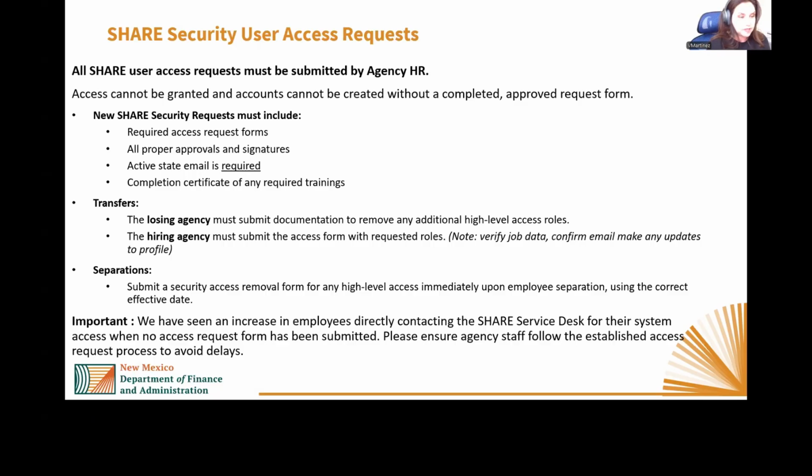If someone separates from the state, which Mikhail's going to get into more, we're going to want any high-level access removed. Please immediately submit a form to remove that access if they separate, and that goes for transfers too. Please be mindful of the security that the employee has within the access they have from HR and finance. Please work with your finance teams in any of those cases. That's all I have to say on this subject. I'm going to go ahead and turn it over to Mikhail to proceed.